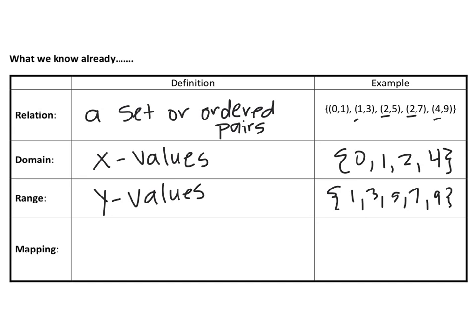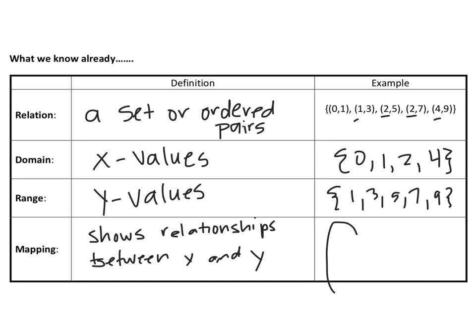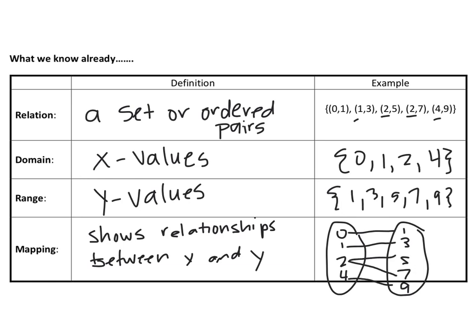And then a mapping diagram shows the relationship between x and y, where you map x to y. So in this case, I would list 0, 1, 2, and 4 as my domain, and 1, 3, 5, 7, 9 as my range, and I would map 0 to 1, 1 to 3, 2 to 5, 2 to 7, and 4 to 9. And so I can see that the x value of 2 has two different y values, 5 and 7.